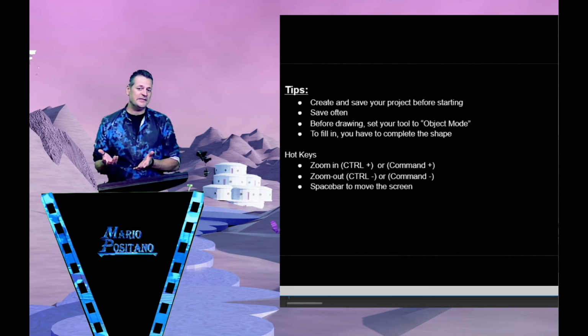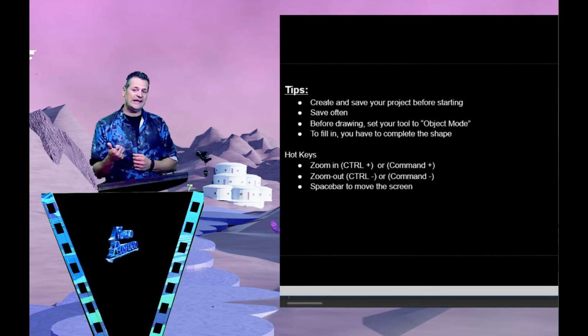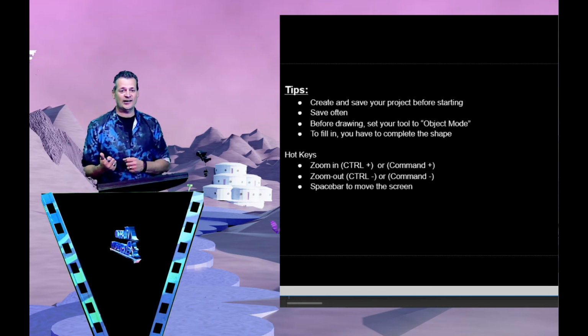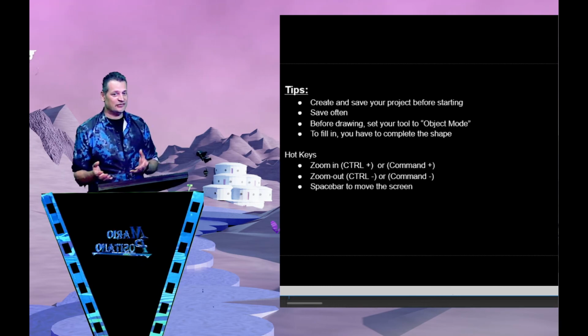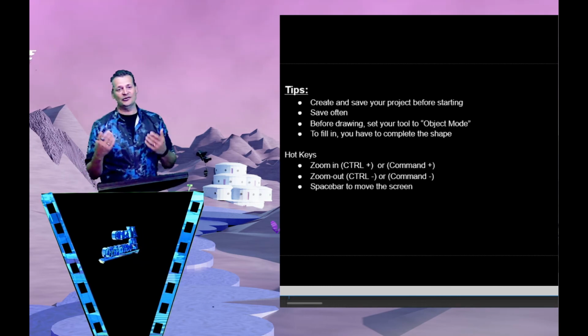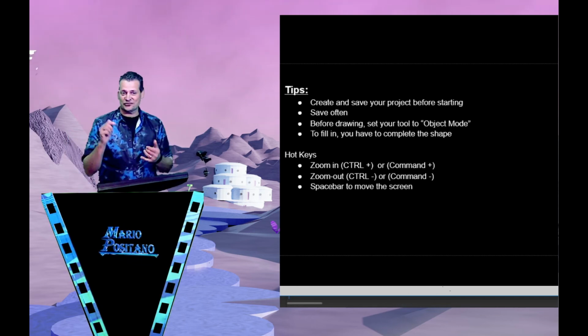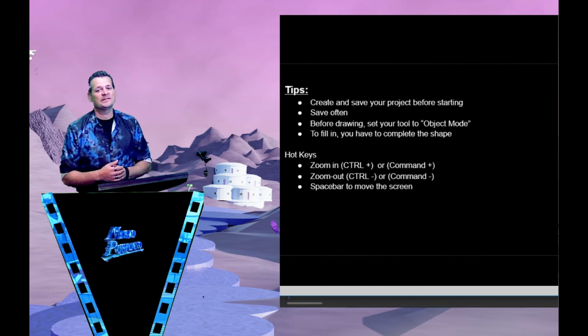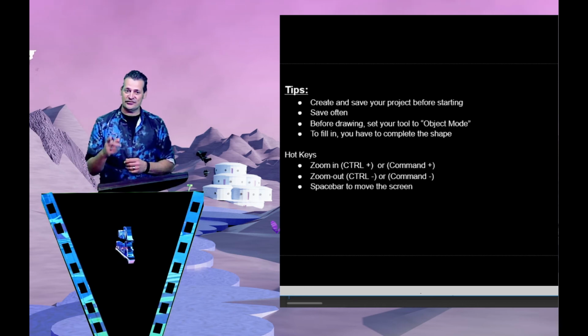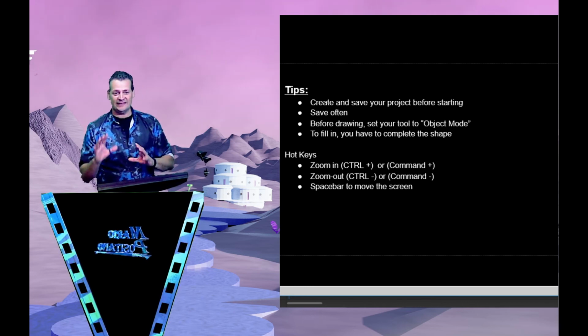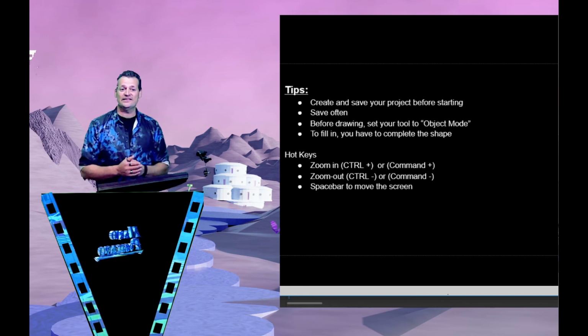So here's those tips that we talked about earlier. Create and save your project before starting. So you know where it is, you can now save it, close it, load it back up, and it's easy to continue to save, right? Control S. Before drawing, make sure you set your tool to object mode. That lets us control each object individually.